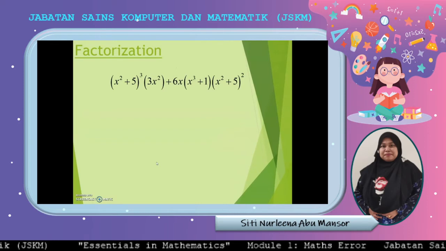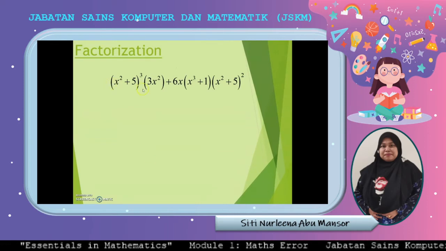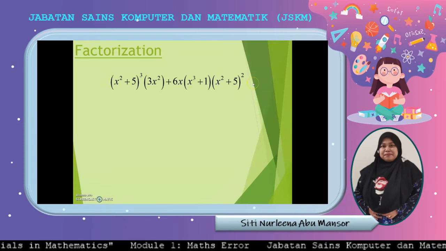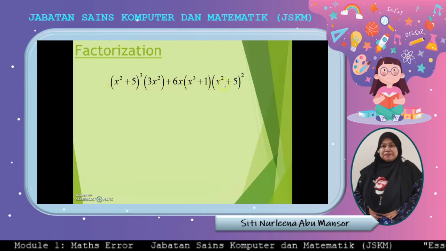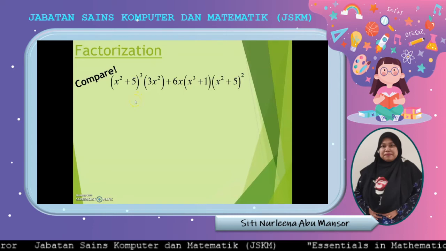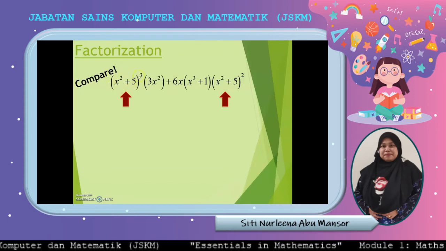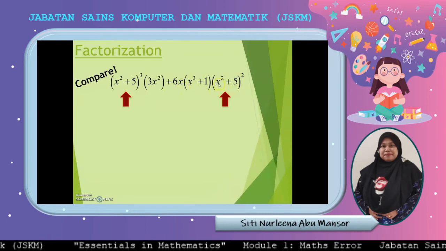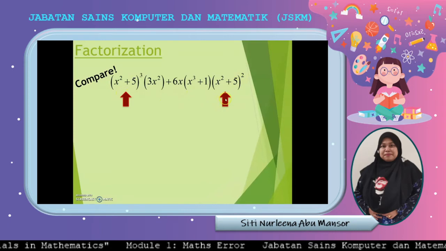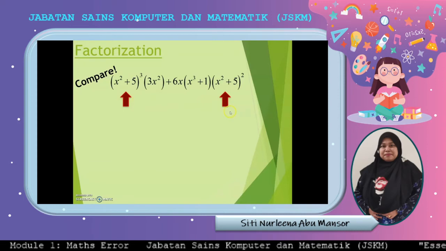Okay, let's move to factorization. How to factorize this equation? It seems easy, but when we have multiple functions, it becomes a bit complicated. Let's first find the common function. We can see here that we have x squared plus 5 power 3, and in the second part we have x squared plus 5 power 2. So basically we can factorize x squared plus 5 squared.